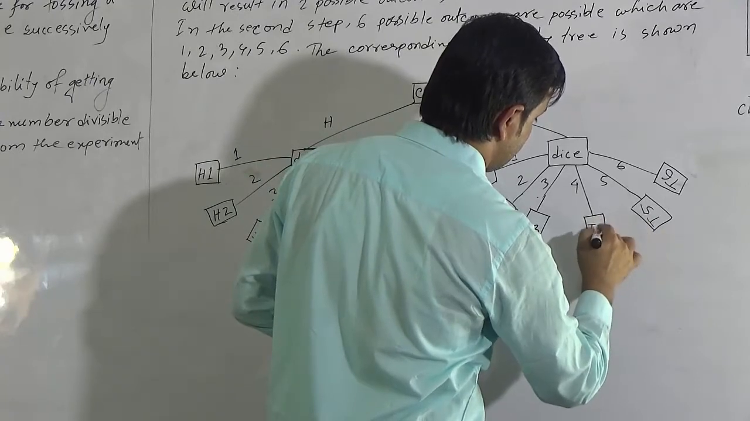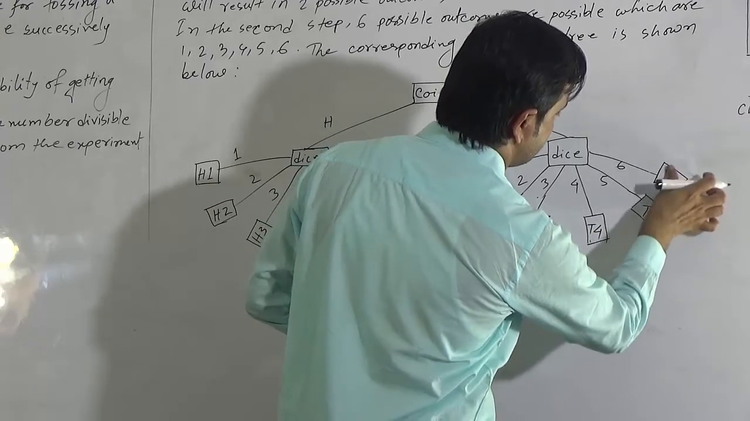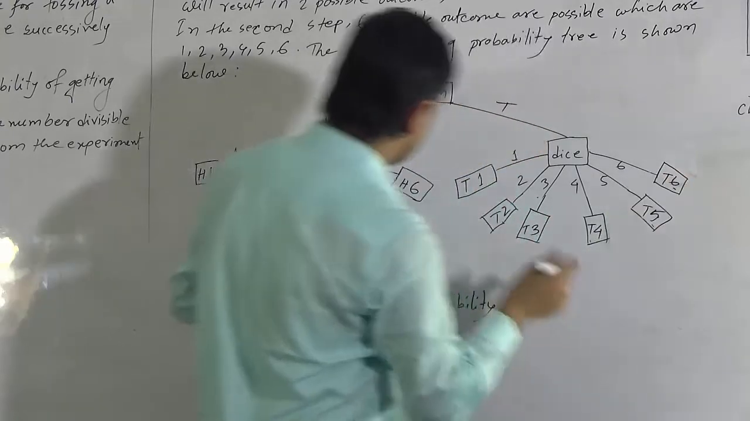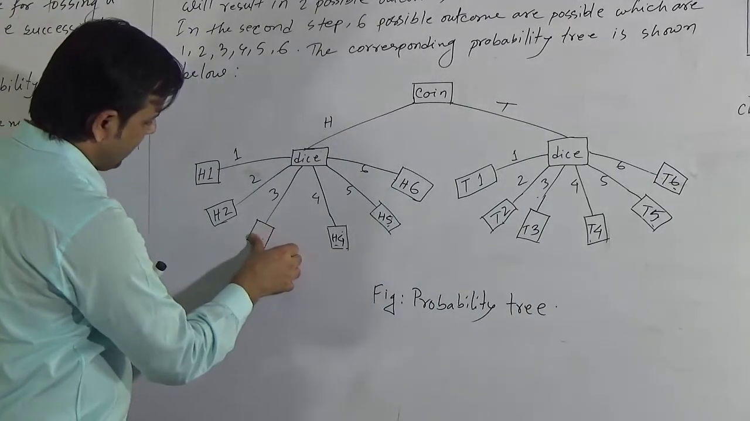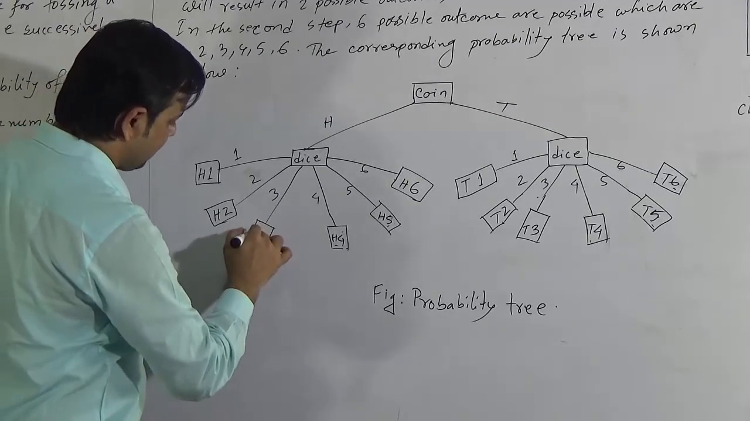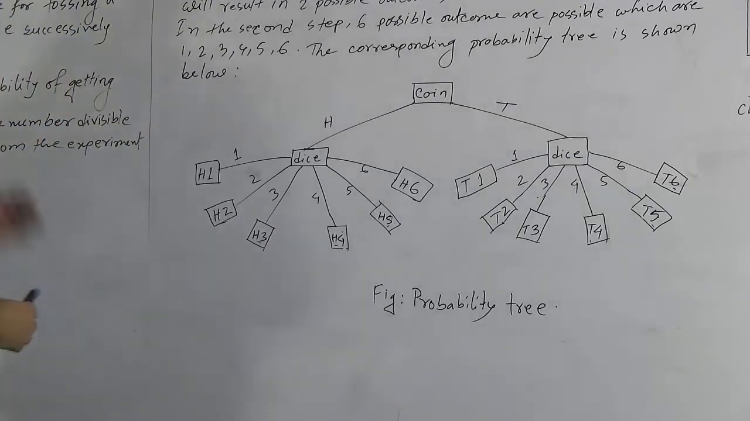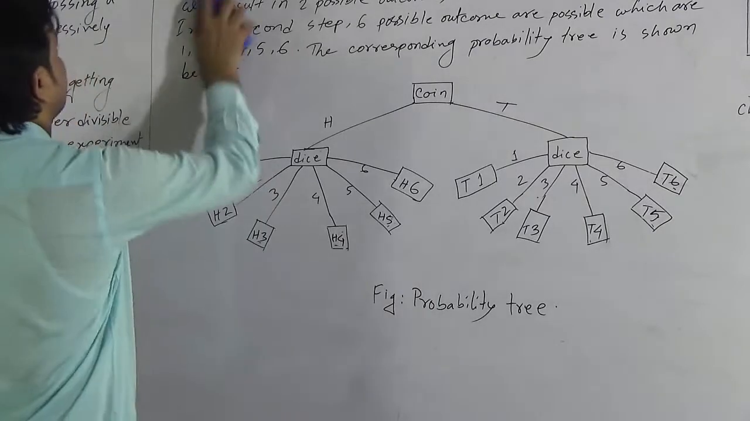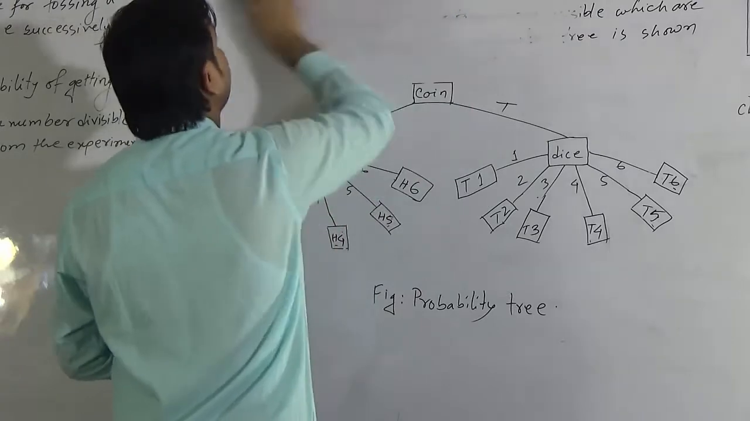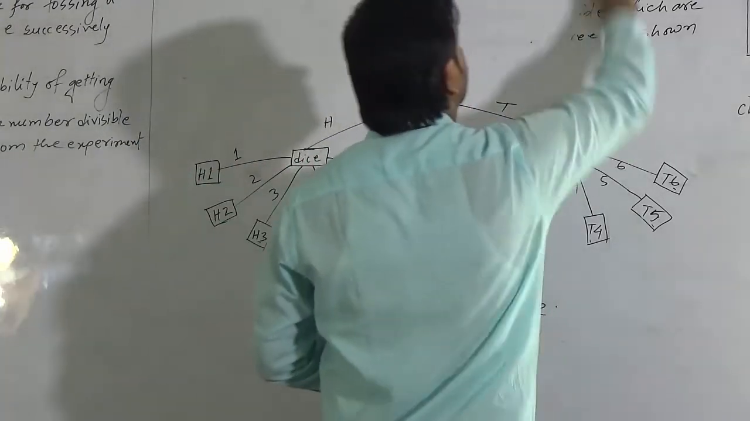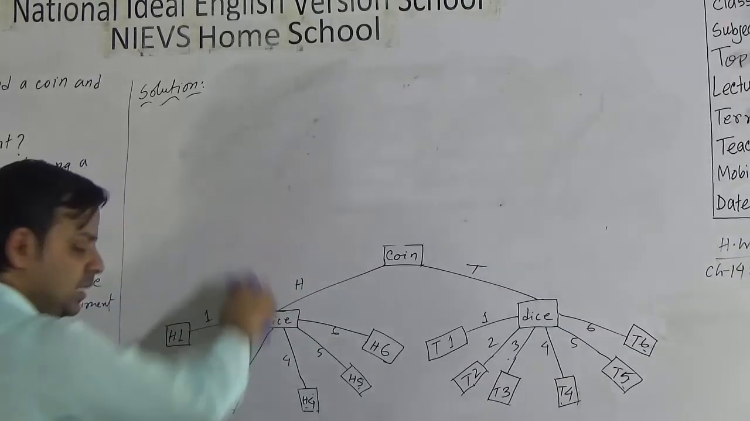T4, this is T5, and this is T6. So we can write the answer of C now. What is the answer of C? I am writing the solution of C here. For the solution of C, we need the probability tree in B. So I will not erase this one at first.